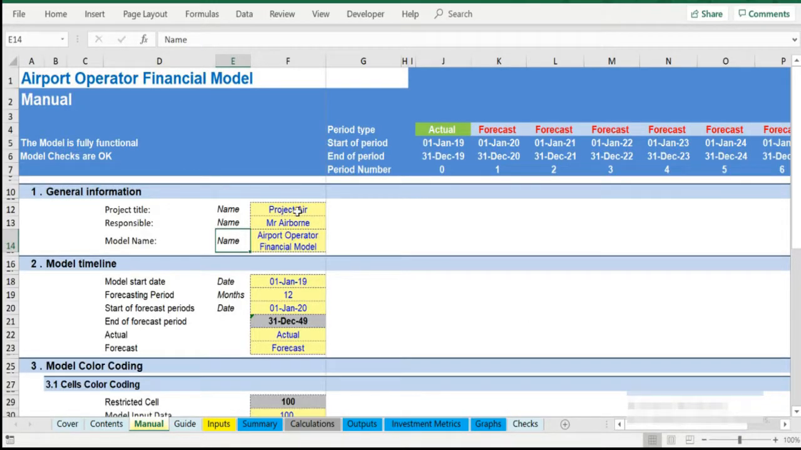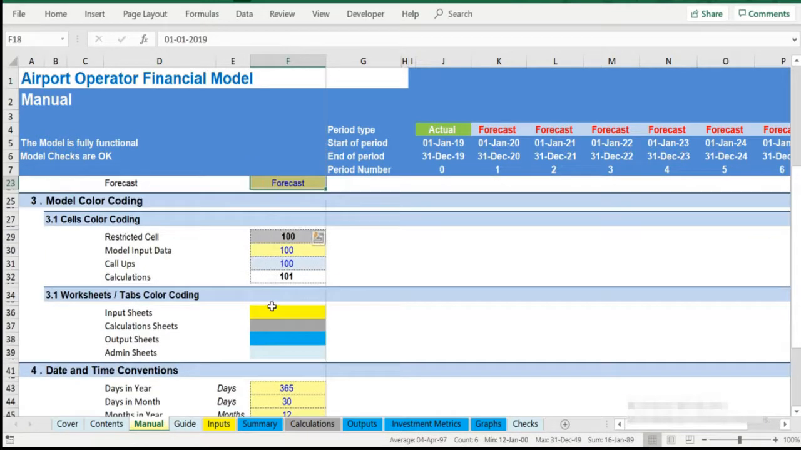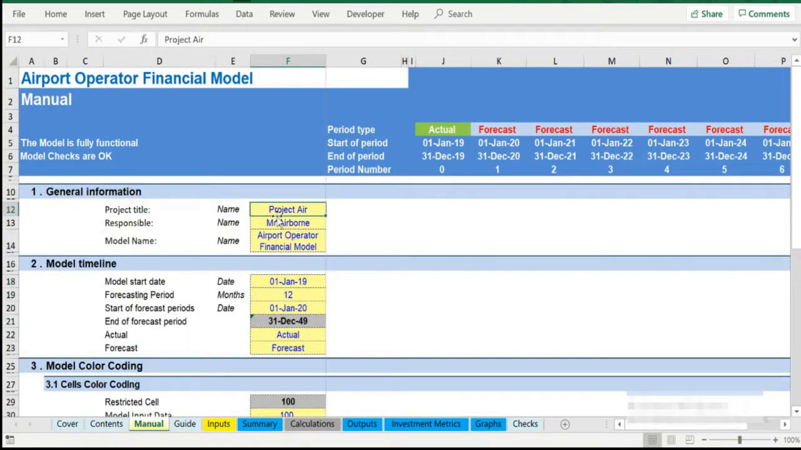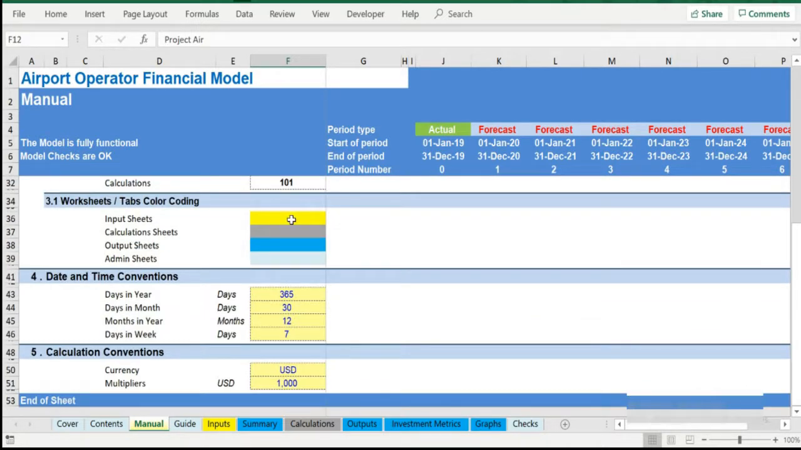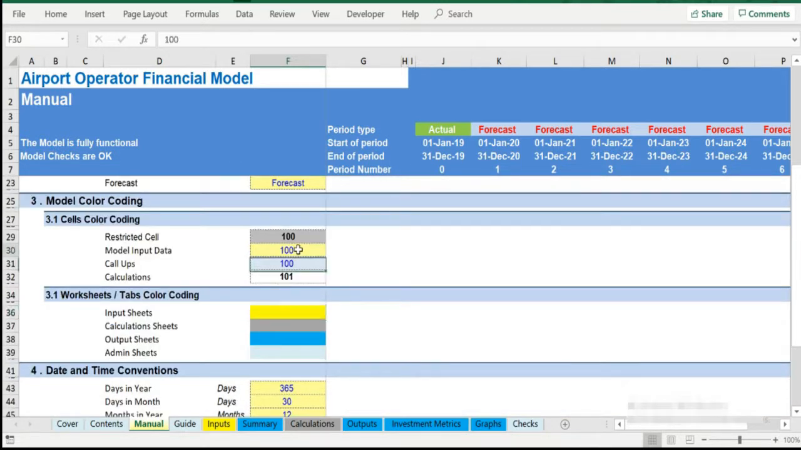On the manual tab you are able to feed the general information for the model such as project title, responsible, timeline of the model and date and currency conventions. Additionally, there is a description of the color coding of the model in the same tab. Inputs are always depicted with a yellow fill and blue letters, call ups, that is direct links from other cells, are filled in light blue with blue letters, while calculations are depicted with white fill and black characters.